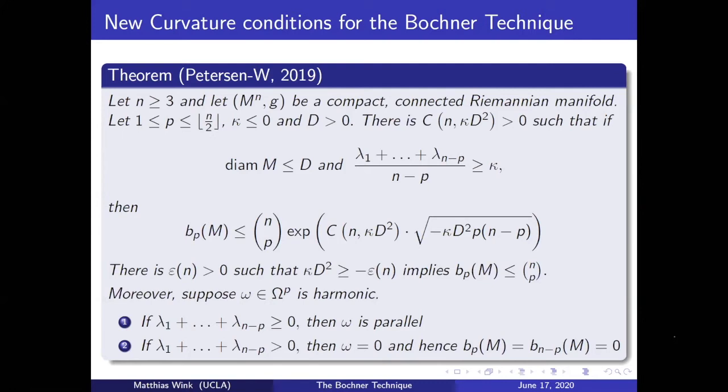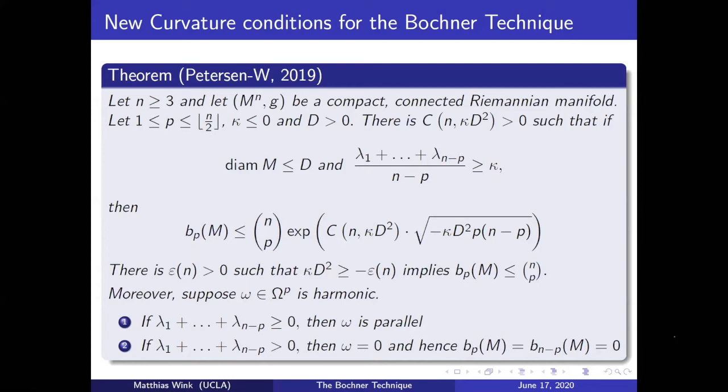What about the corresponding rigidity and vanishing results? Yes, we could do this too. So if the sum over the first n minus p eigenvalues is non-negative, then our curvature term will be non-negative and omega is parallel. And I will say a few words about the proofs a little later. And we also have the vanishing result. If the sum over the first n minus p eigenvalues is positive, then omega is 0. And we can use Hodge theory again to show that the Betti numbers vanish.